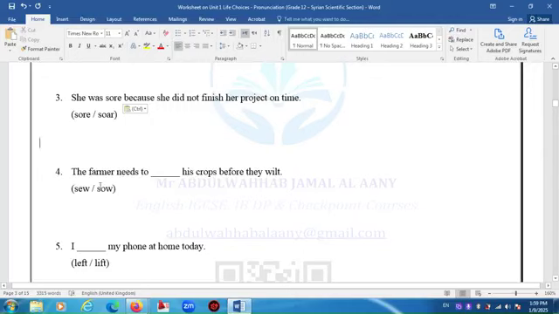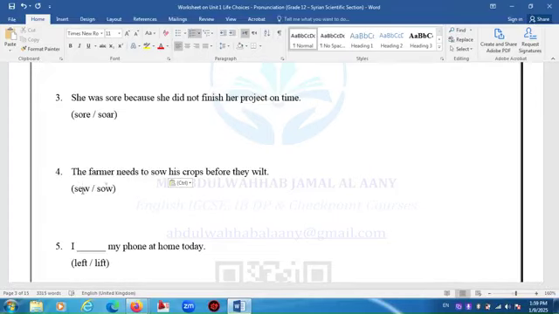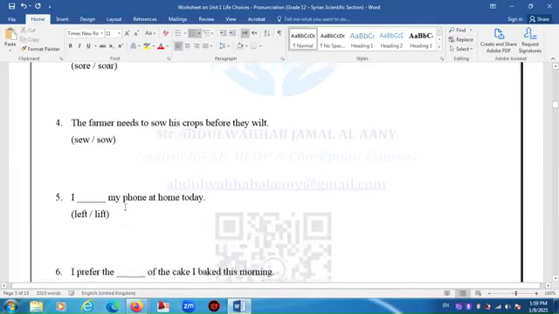The farmer needs to sow his crops before they wilt. Is it to sow or to sew? To sow, because sew here, that one, means to deal with strings, for example, or to make a cloth. So it's to sow his crops before they wilt, to prepare them, to put them aside.